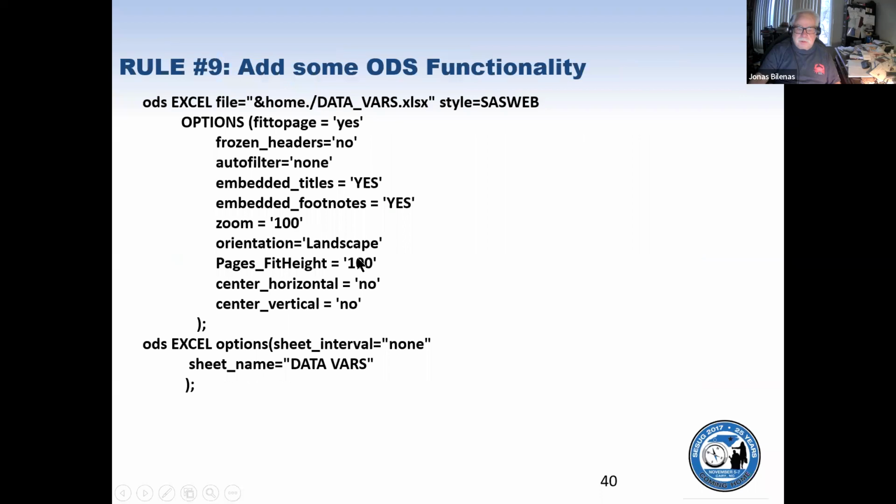So let's look at some stuff here. ODS Excel has a lot of different options. Some I don't even know what they're for. Auto filter, I'm not sure where it is. Embed titles, I say yes. Embed footnotes. Zoom, I don't know, 100 may work. Landscape, page height, 100. I don't know what that is, but I don't want it centered, so I put center horizontal is no, center vertical is no. And then I want to set the sheet interval to none. There will be no sheet or tab intervals until I break out of it and create a new one like this. So here I want to create a sheet name of data vars.